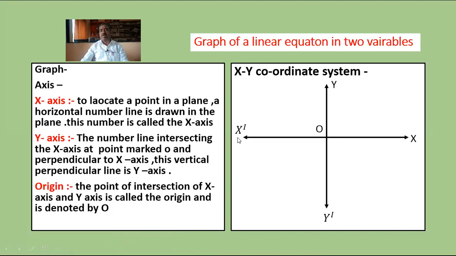In this plane, horizontal line X dash X and vertical line Y dash Y are both perpendicular to each other and intersect at point O. Therefore, the horizontal line is the X axis and the vertical line is the Y axis. The point of intersection of the X axis and Y axis is called the origin and it is denoted by O. This is the XY coordinate system, which we already learned in 8th and 9th standard.